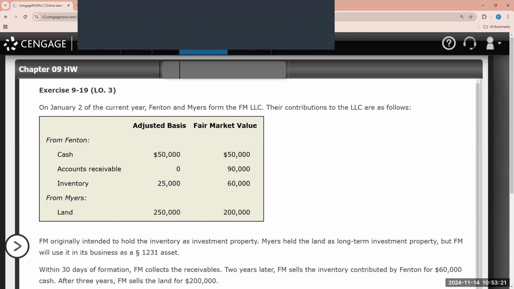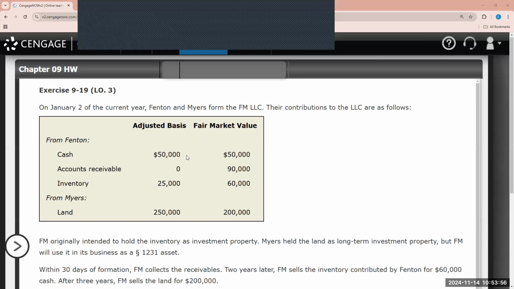All right, so this brings us to our first question with calculations. So here we see on January 2nd of the current year, Fenton and Myers formed the FMLLC. Their contributions to the LLC are as follows. We have adjusted basis for cash. We have accounts receivable with an adjusted basis of 0, inventory of 25,000, land with a basis for Myers of 250,000. And then we start to look at the fair market value to cash.